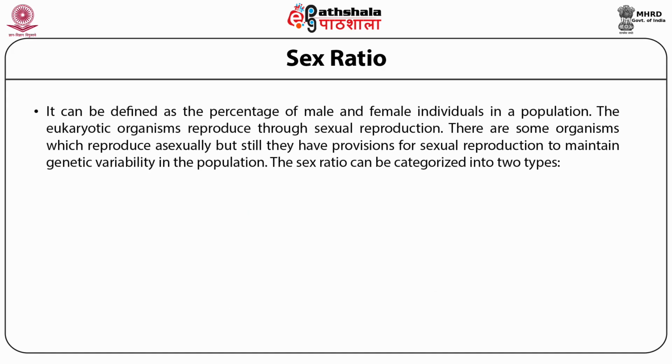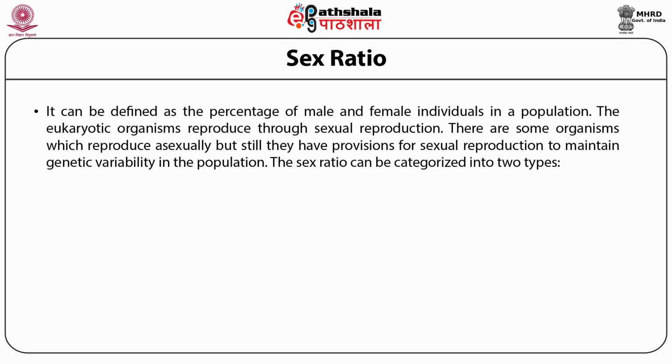The individuals of a population differ from one another in a number of ways, such as age, sex, breeding condition, and health. Eukaryotic organisms reproduce through sexual reproduction. There are some organisms which have the capacity to reproduce asexually, but still they have provisions for sexual reproduction to maintain genetic variability in the population.